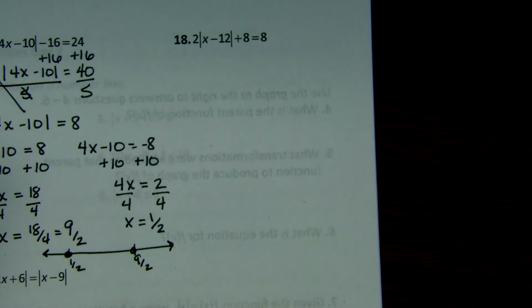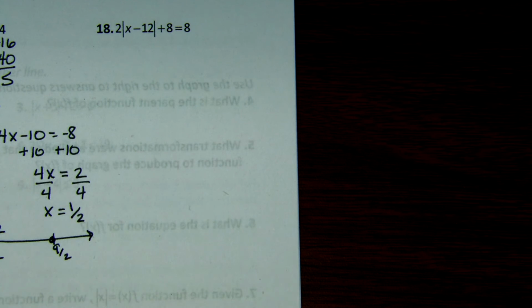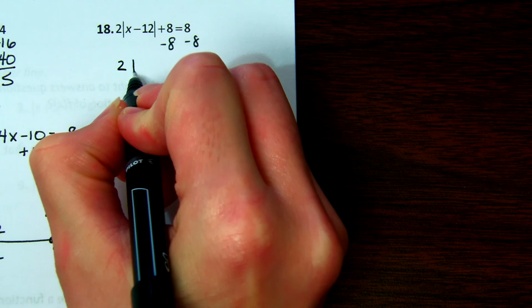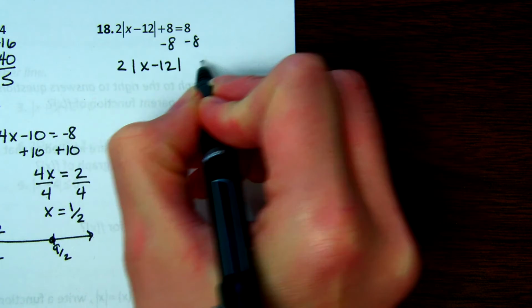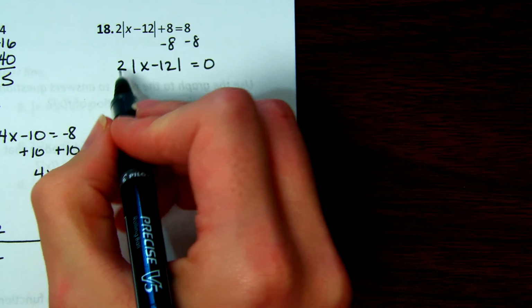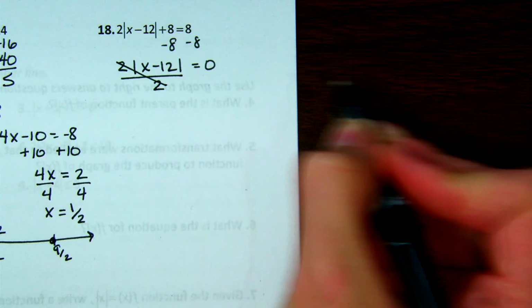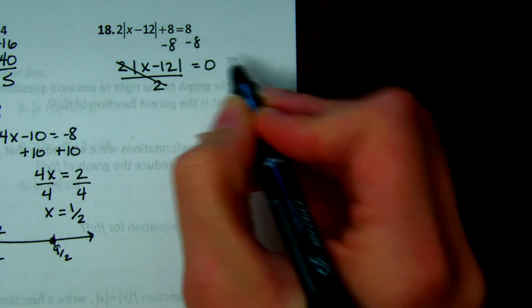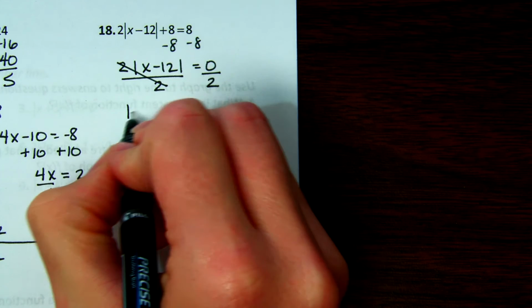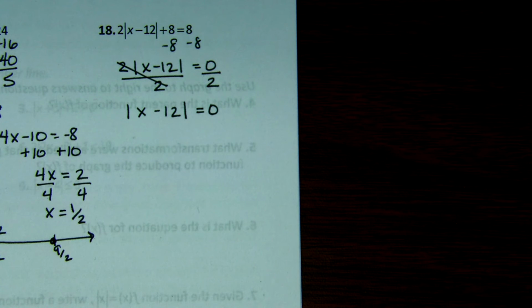All right, looking at number 18, again, I've got to get that absolute value alone. So the first thing I do is I move the 8, and so I get 2 times the absolute value of x minus 12 is equal to 0. At this point, I want to get that absolute value alone, so I'm going to divide by 2, and that's going to cancel out those 2's. I don't do anything to the absolute value. I divide this side by 2 as well, and I get the absolute value of x minus 12 is equal to 0. This is a special case.